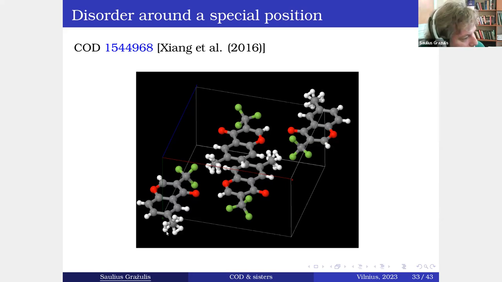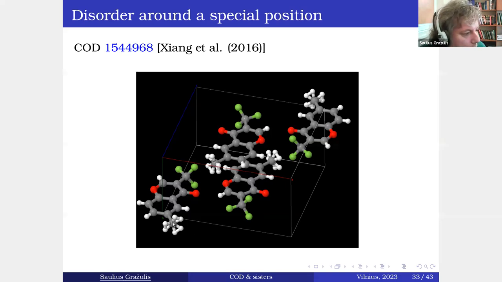So as we see in this structure, the methyl group is disordered and its hydrogens are represented in two different sets. Now, not only is it disordered, it's disordered around special positions. So basically a mirror plane or glide plane runs here through that molecule.